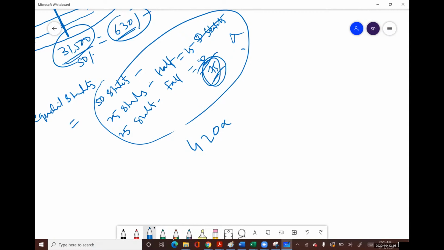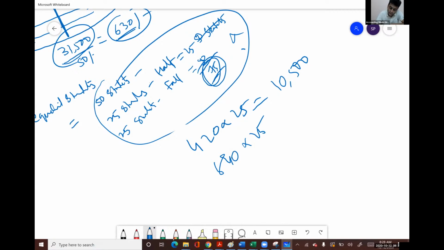420 into 25. So from the 25 students who are traveling full, you are charging 420 rupees into 25. How much is that? For the students traveling half, we're charging 420. Okay, fair enough. How much is that? 10,500. Okay. And the 25 students traveling full, 840. How much is that? 21,000.